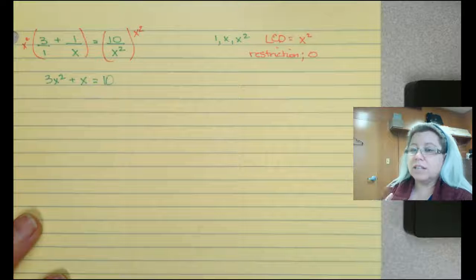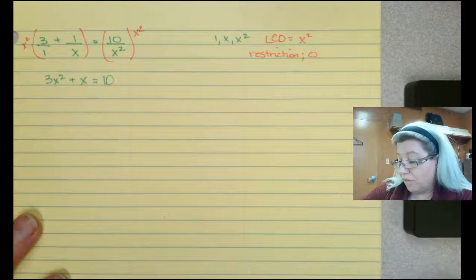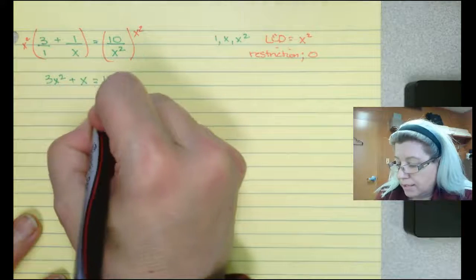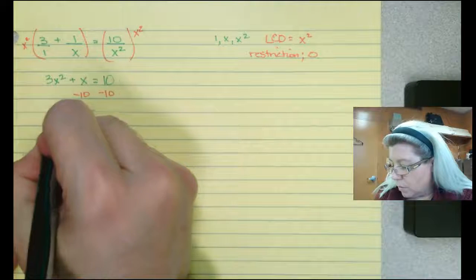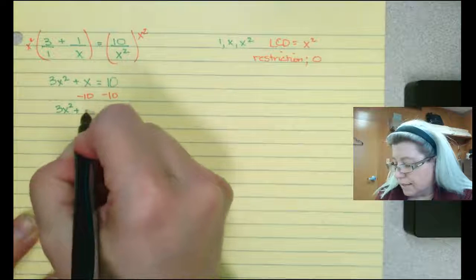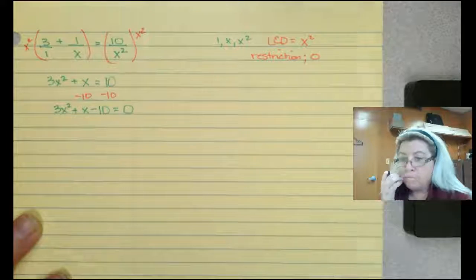Let's move everything to the left-hand side, set to 0, so we can use our zero factor property. Minus 10, minus 10. 3x squared plus x minus 10 will equal 0.